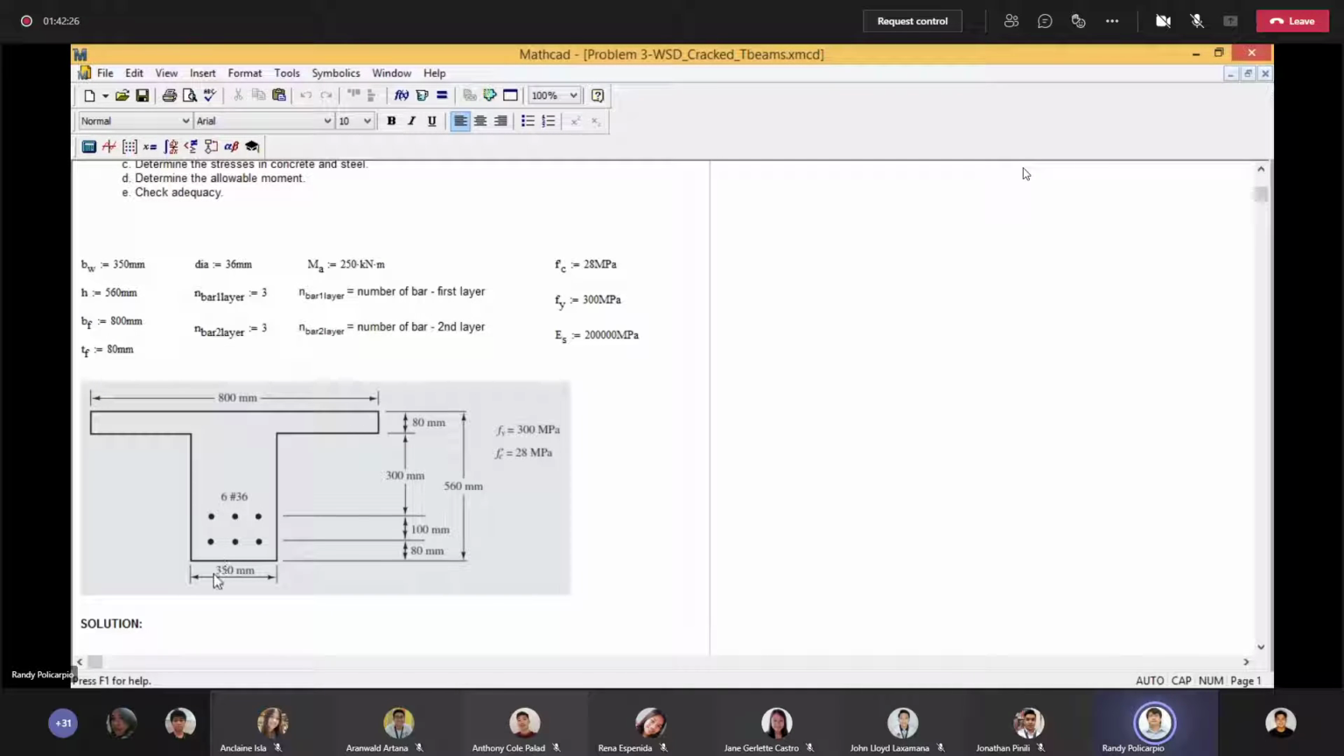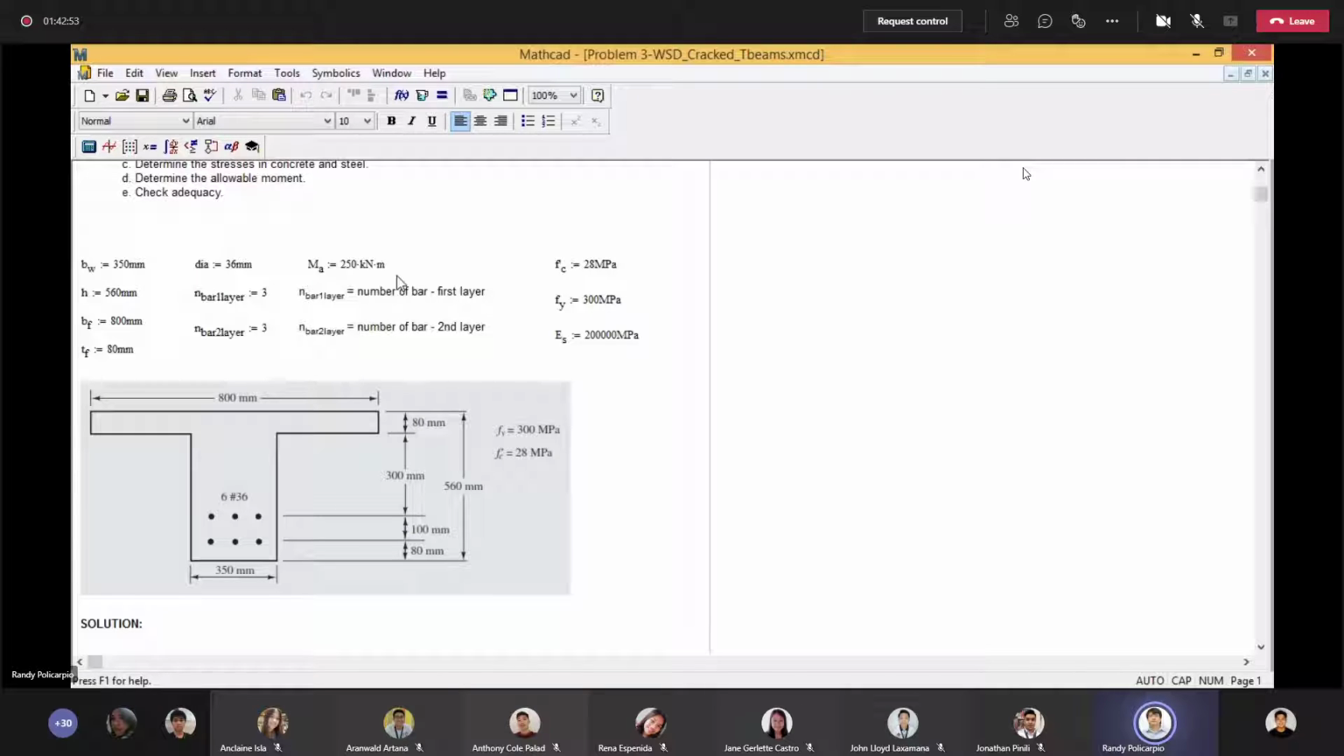BW referring to the width of the web, which is equal to 350. Yung total depth natin ay 560. Yung BF natin referring to the width of the flange, 800. And then TF is the thickness of the flange. Okay? Then yung acting moment is already given, 250.